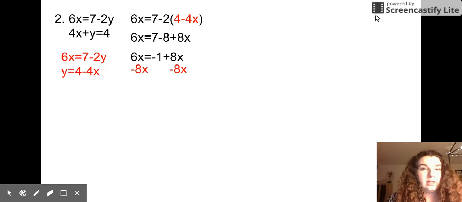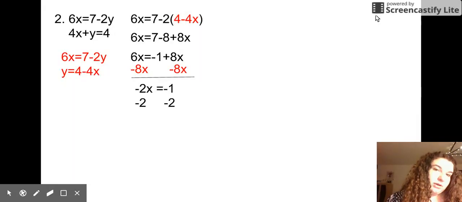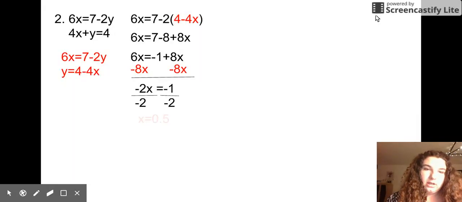Then you're going to take away 8x from both sides to isolate the x and the number. And you'll get negative 2x equals negative 1. And then you have to divide by negative 2. And you will get x equals 0.5.